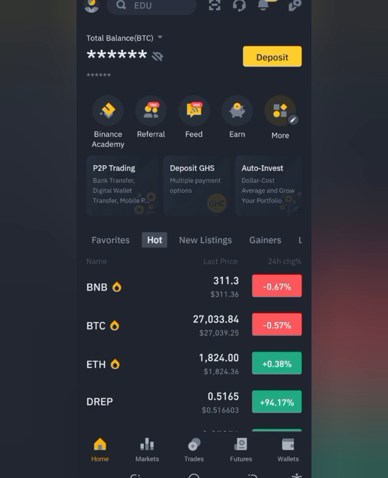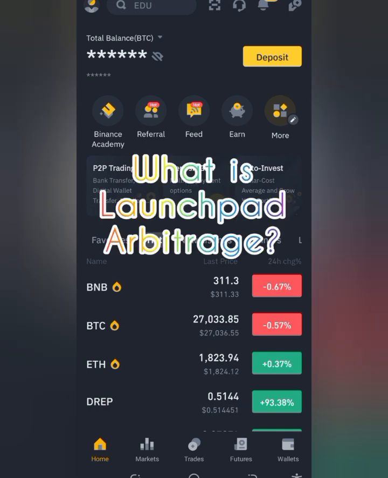So anyways, where are we? We are on Binance, okay? So I'm going to give you an example of Launchpad arbitrage and also an example of coin listing arbitrage. So let's start with Launchpad arbitrage. What is it exactly? What is Launchpad?